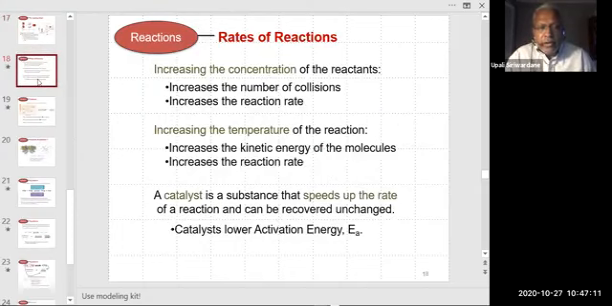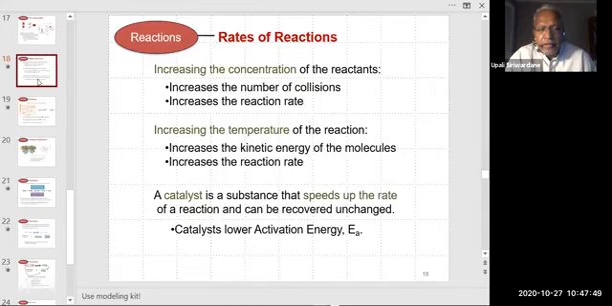Now we're going to talk about rates of reactions. There are several factors that increase the rate of reaction. Increasing the concentration of reactants has the effect of increasing the number of collisions and increasing the rate. Increasing concentration always increases the rate of reaction. Increasing the temperature of a reaction increases the kinetic energy of molecules, increasing the reaction rate because a lot of molecules can pass through the activation barrier.